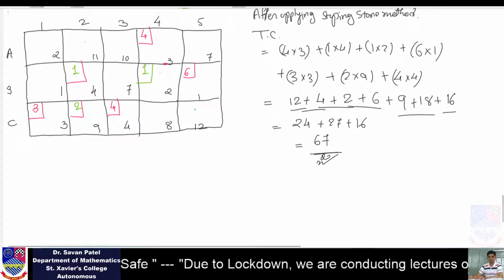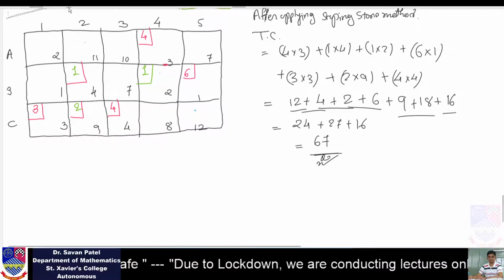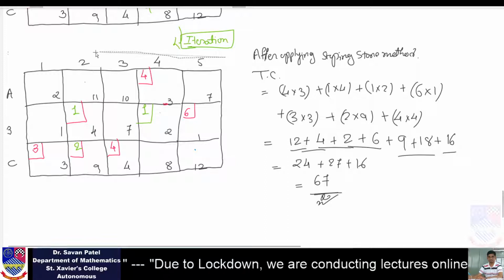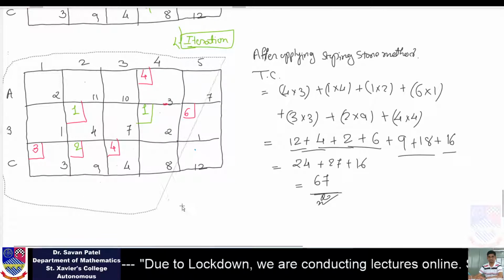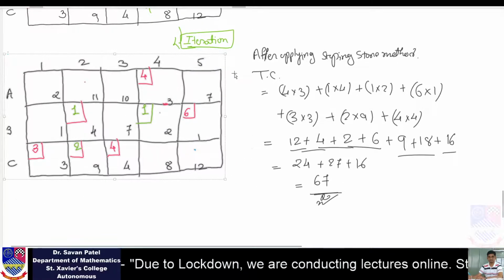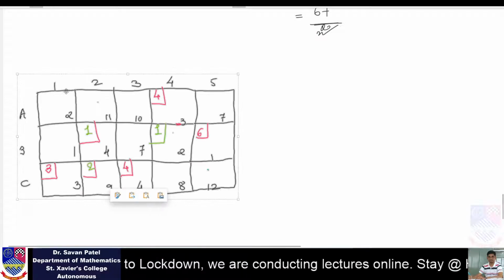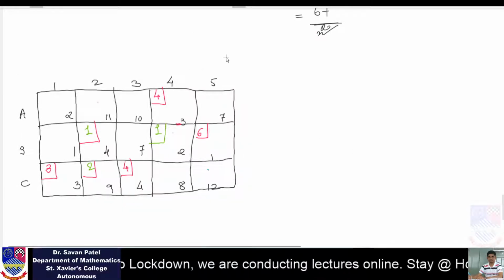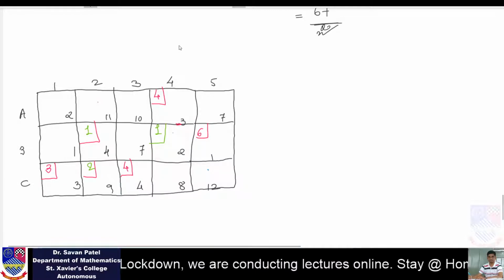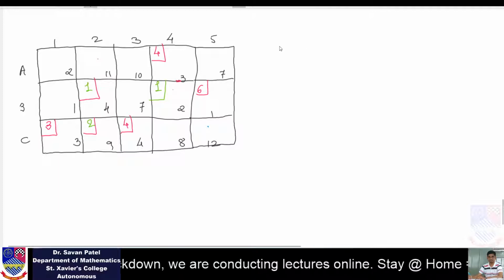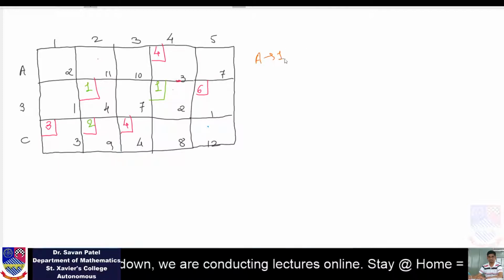Now all we have to check is whether this solution is optimal or not. That is a very interesting thing. Can we further reduce the transportation cost or not? That we have to check. So for that, I have pasted it again, and again we will apply the stepping stone method. So for A to 1, again we will check.